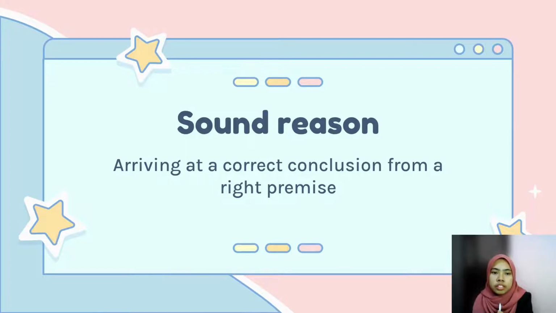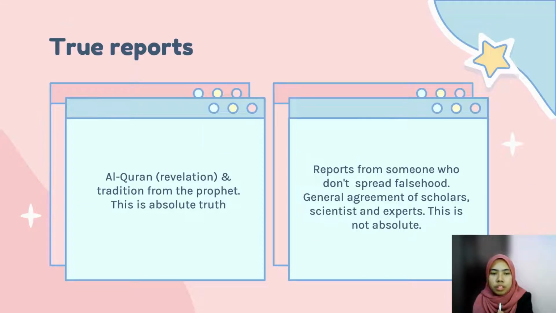Sound reason is arriving at a correct conclusion from a right premise. True reports, there are 2 types. First is the Al-Quran, revelation, and tradition from the Prophet. This is the absolute truth. Second, reports from someone who does not spread falsehood, and general agreement of scholars, scientists, and experts. This is not absolute.